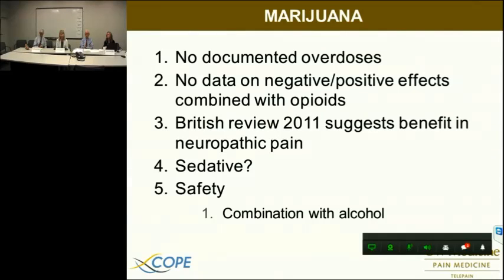Marijuana is a sedative, if you use the THC component. We don't really know about the combination with alcohol, although I do understand from going to meetings there are several groups that are looking at the safety of marijuana and alcohol.